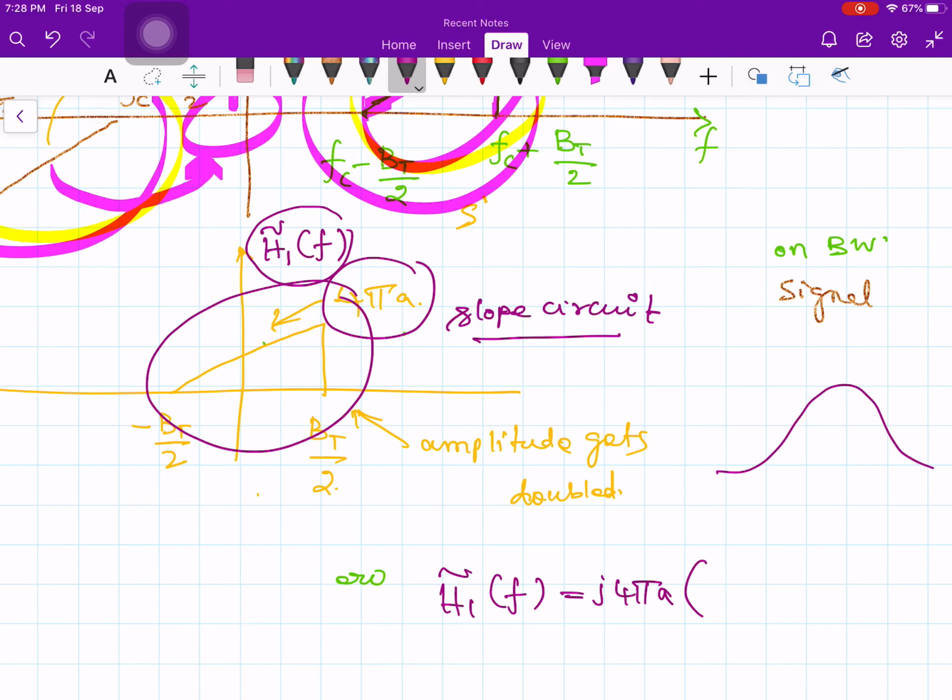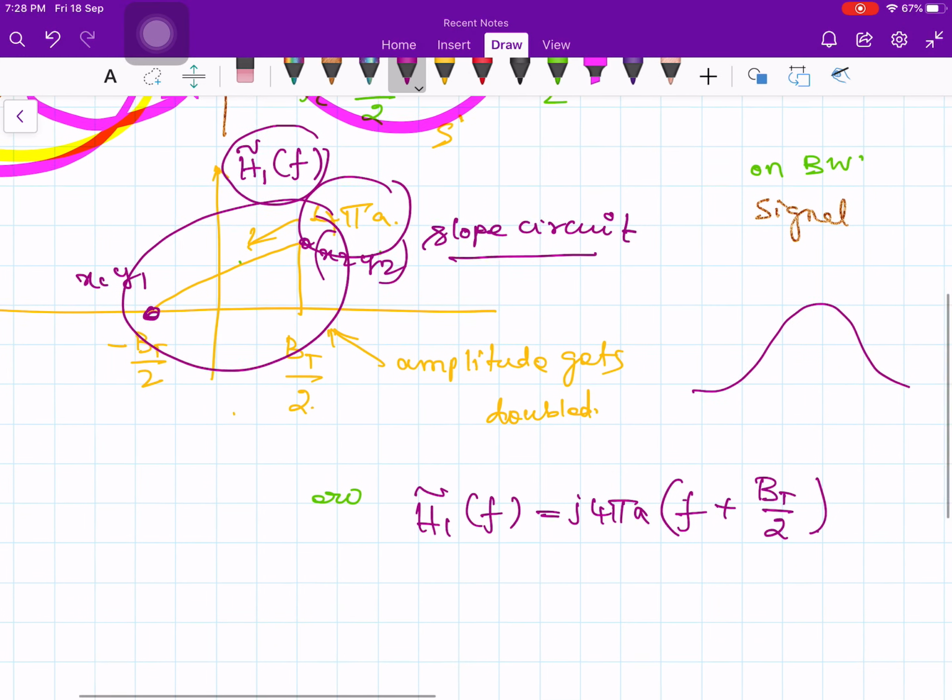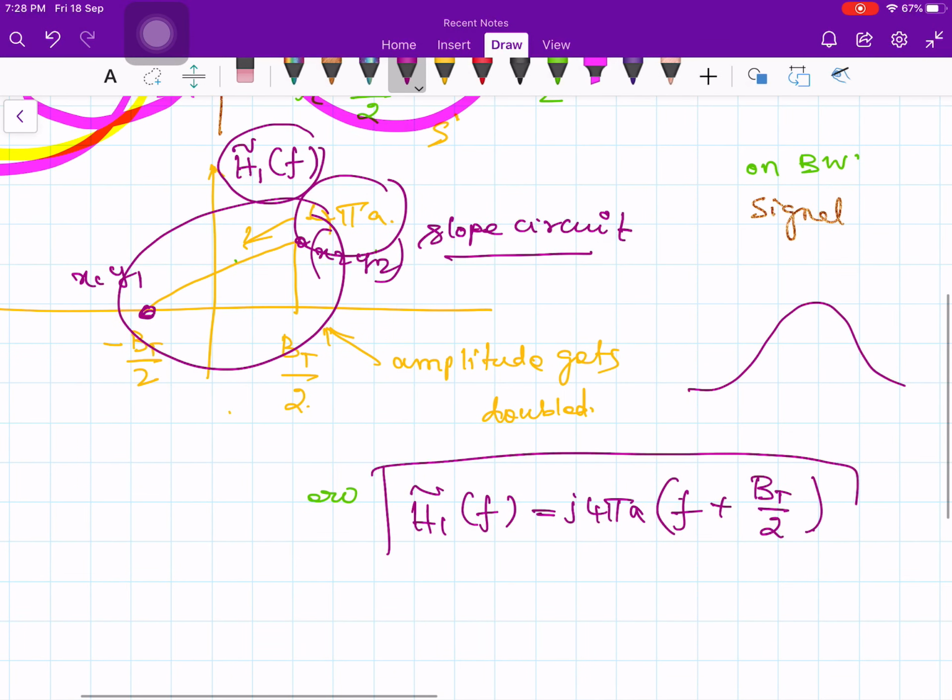So if you write mathematically using a slope formula, x1 y1 and x2 y2, then you can write f plus bt by 2. Okay, so this is the math. I don't think that I need to explain this equation. This comes from your signals and systems. Please recall how we can write this. No need to memorize it. This is the equation of a straight line.